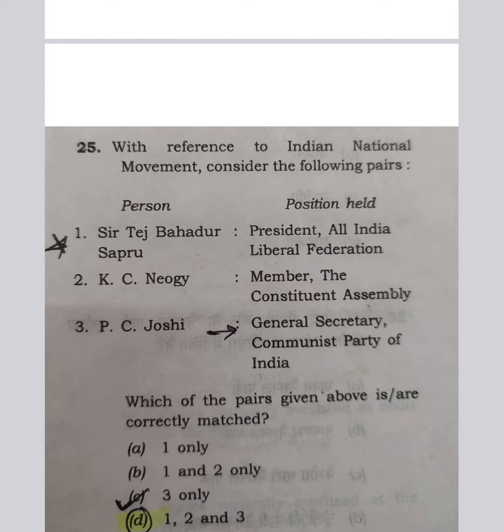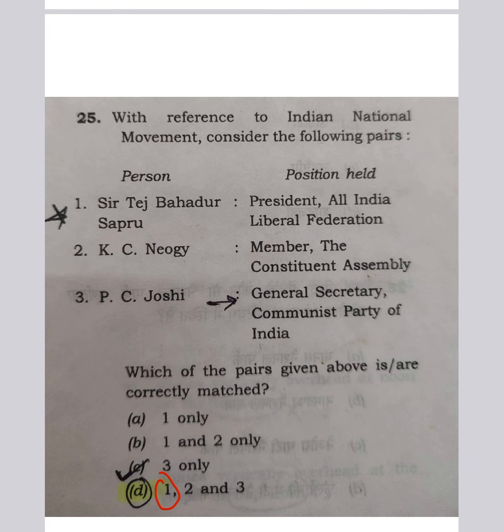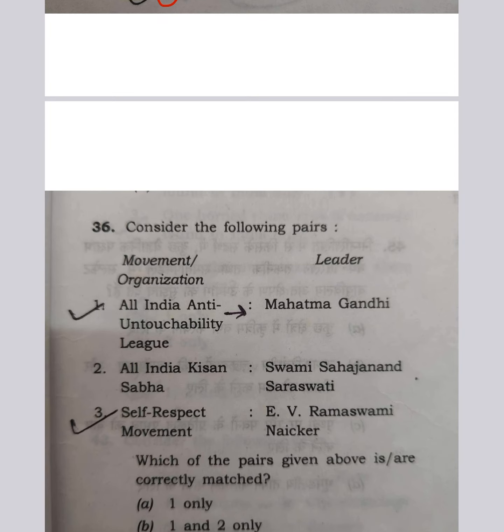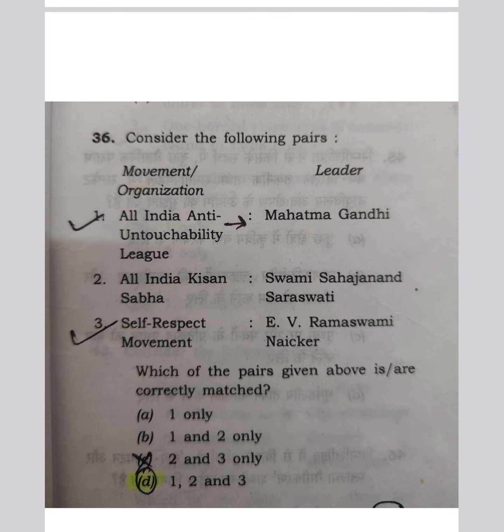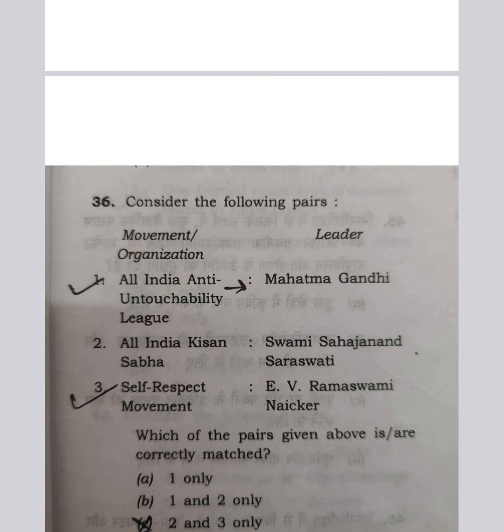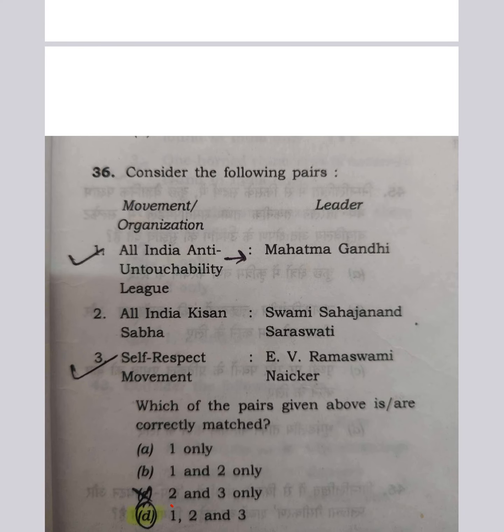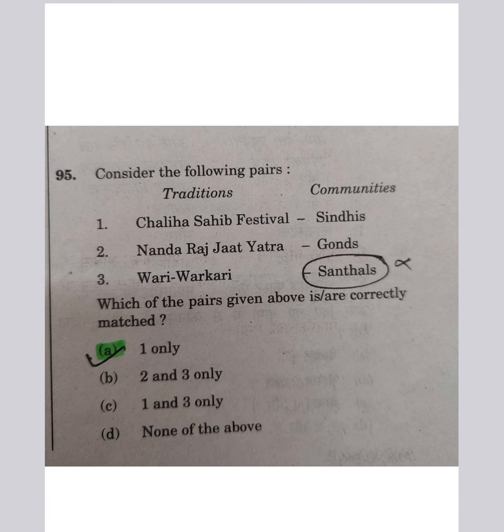See, 1 is always correct. This is a basic question, you should not get it wrong. This is also a basic question, 1 is always correct. This is a basic question, 1 is always correct. I already told you that it should not be a basic or easy question, it should be complex. See, 1 is always correct.